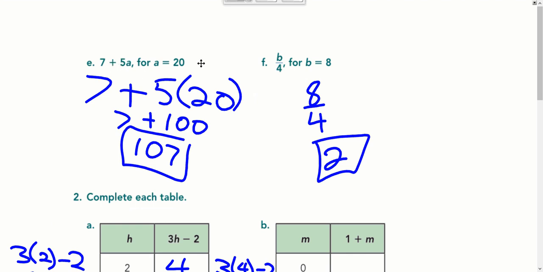7 plus 5a, when a is 20, so I put 20 in the parentheses. 5 times 20 is 100. 100 plus 7 is 107. And then 8 over 4 would be 2.